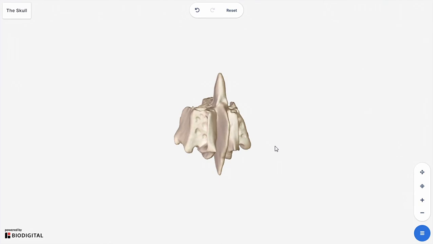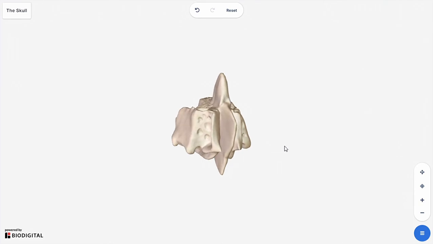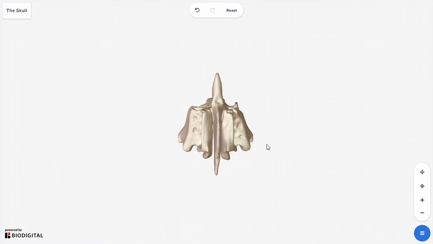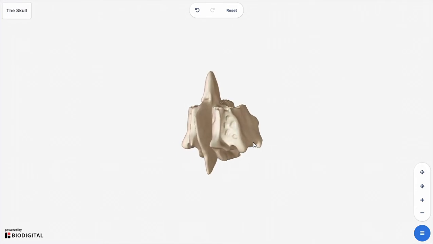And this bone here is the ethmoid bone, and the ethmoid bone comes from the Greek ethmos, and it's an unpaired bone in the skull that separates the nasal cavity from the brain. It's located at the roof of the nose between the 2 orbits.